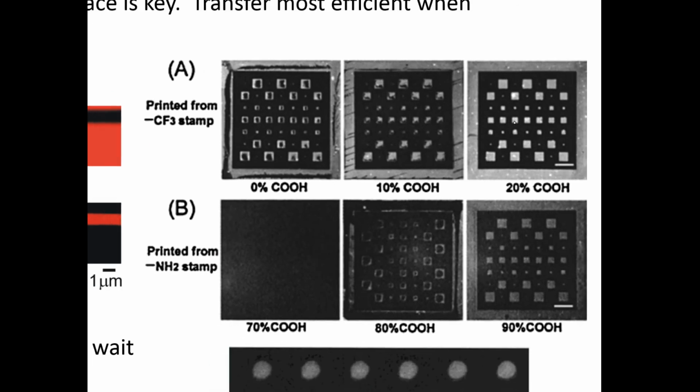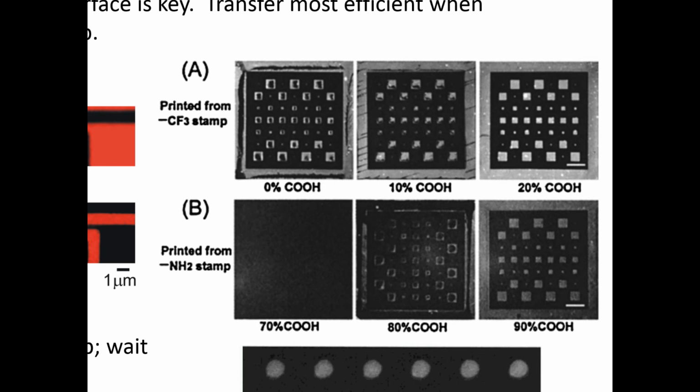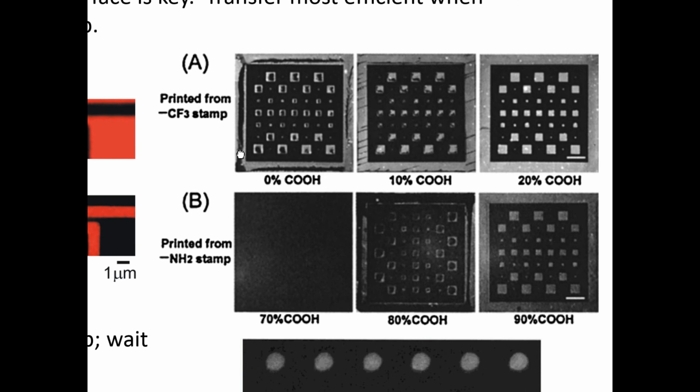Now, this part here highlights the importance of the surface properties of the stamp. In this case, they functionalized the surface of the stamp to make it either hydrophilic or hydrophobic. Okay, PDMS on its own is hydrophobic, right? But they did this experiment just to show the difference if you treat it with something hydrophilic versus something hydrophobic. CF3 was a self-assembled monolayer terminated in a fluorine group. This is hydrophobic, and this is terminated in an amine group, so this is hydrophilic.